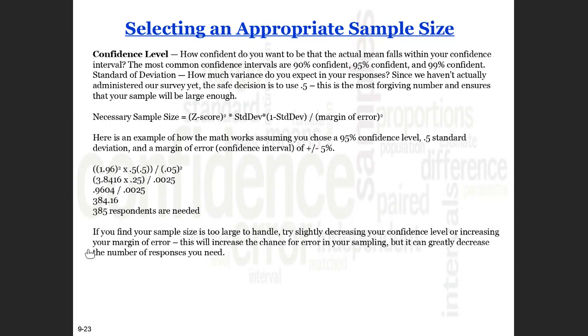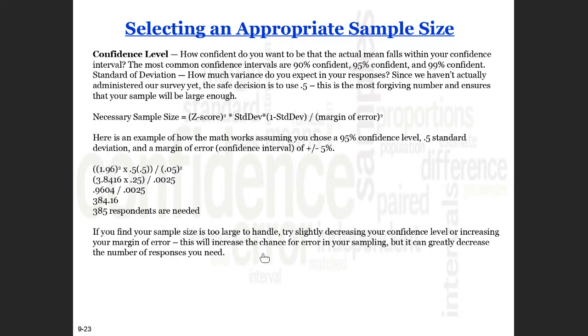If you find your sample size is too large to handle, try slightly decreasing your confidence level, but not by much, or increasing your margin of error. Again, not by much. And as I explained, this will increase the chance for error in your sampling. It can greatly decrease the number of responses you need. So you're sacrificing one for the other.